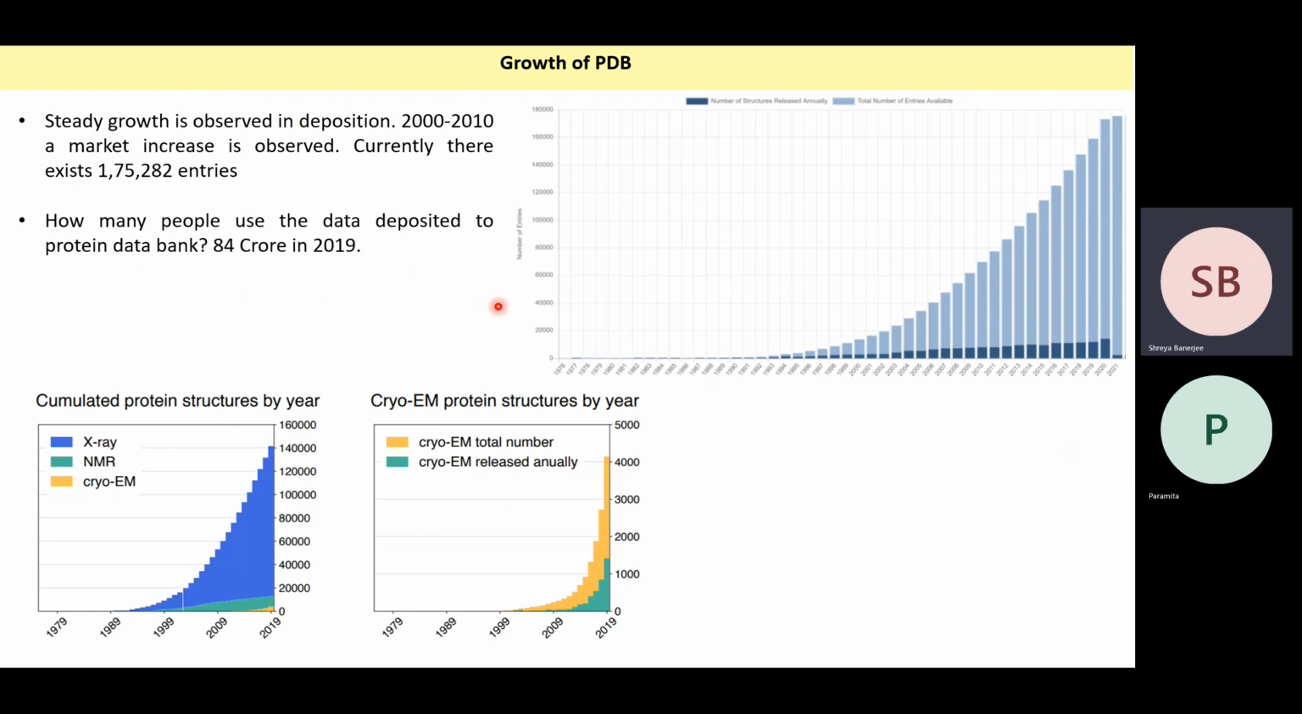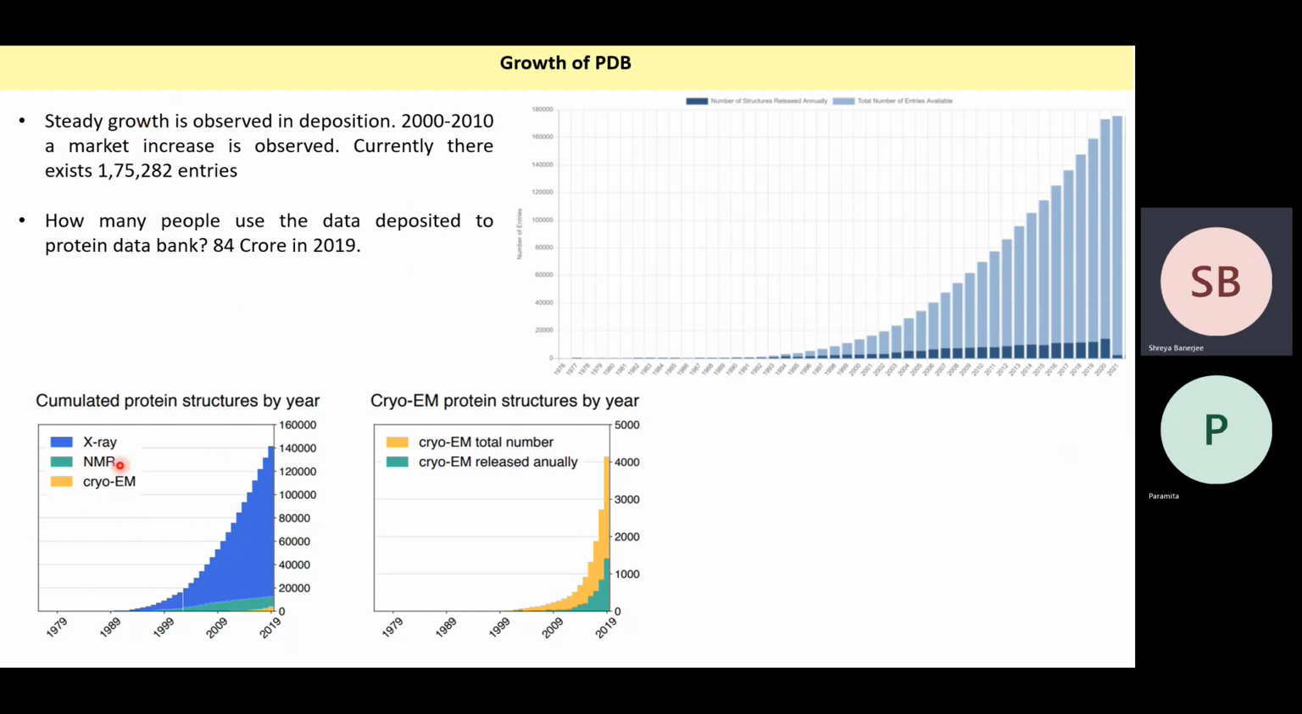PDB has grown rapidly over the years. So from the time it began in 1971 till 2021, if you see, there has been a huge growth in the number of structures available in the PDB. And the maximum growth was observed around 2000 to 2010. And over 8 crore people are using PDB every day. So it is clearly a very useful resource for structural biologists everywhere.